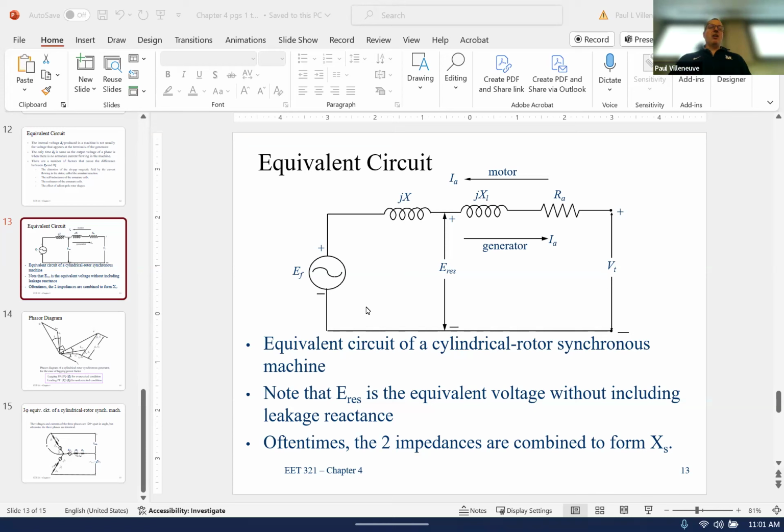But we're going to take our synchronous generator equivalent circuit, or synchronous machine equivalent circuit, and figure out how to calculate these parameters. That's what we're going to do today.